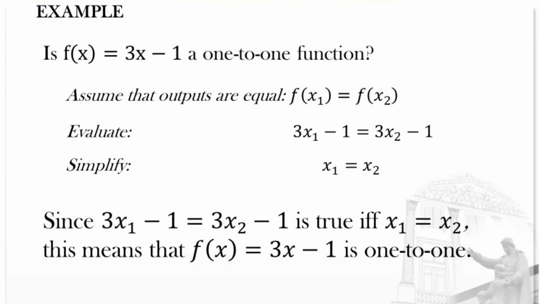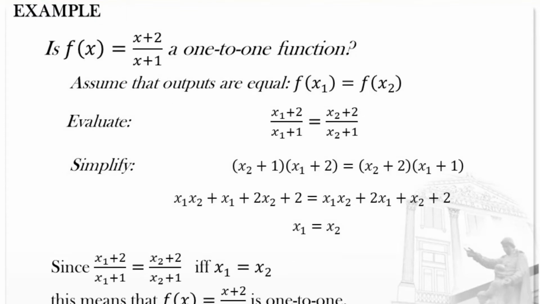Next example: f of x equals (x plus 2) over (x plus 1). Is it a one-to-one function? How do we verify it? Same thing: x sub 1 is equal to x sub 2, so you need to equate. (x sub 1 plus 2) over (x sub 1 plus 1) is equal to (x sub 2 plus 2) over (x sub 2 plus 1). Simplify. So what will happen?